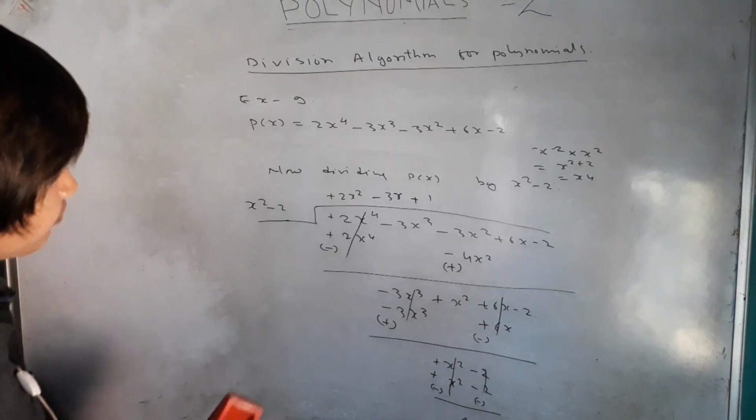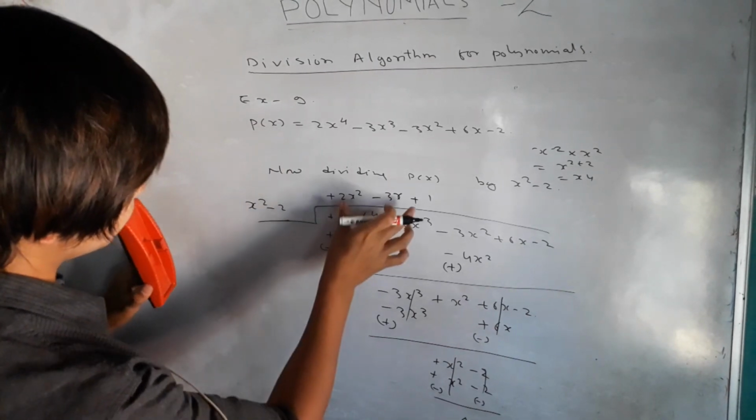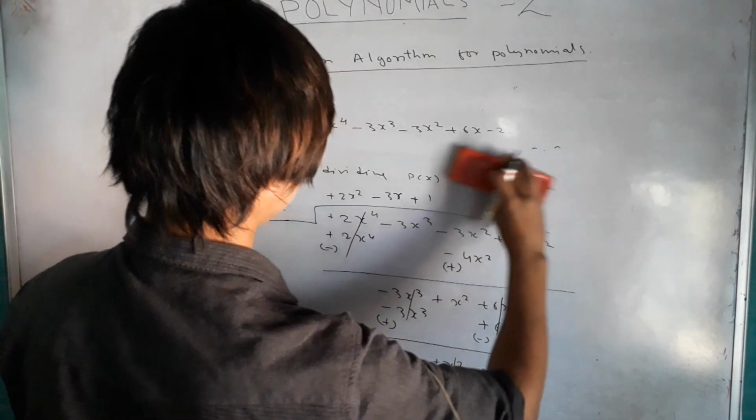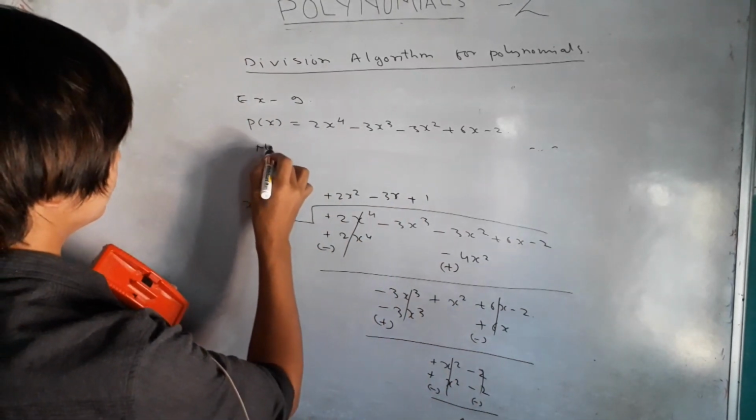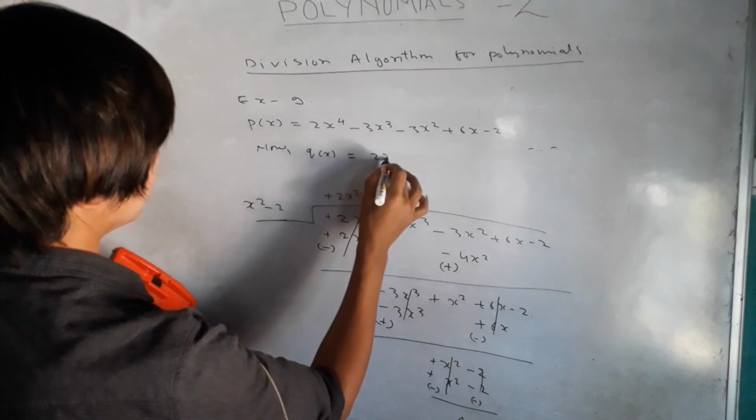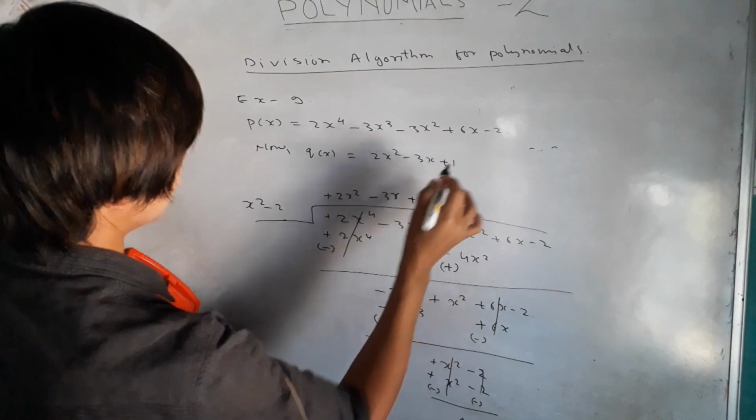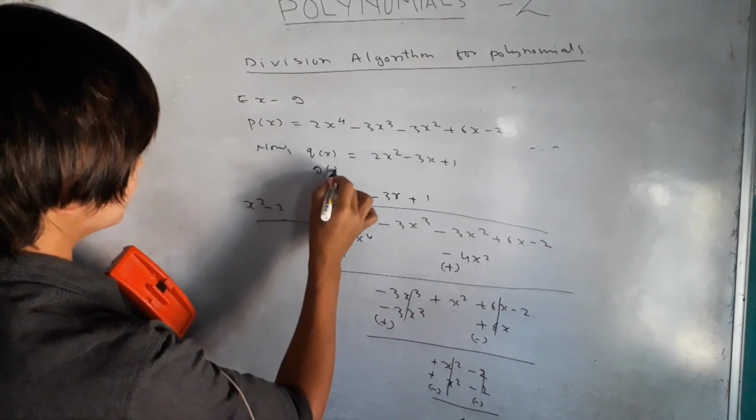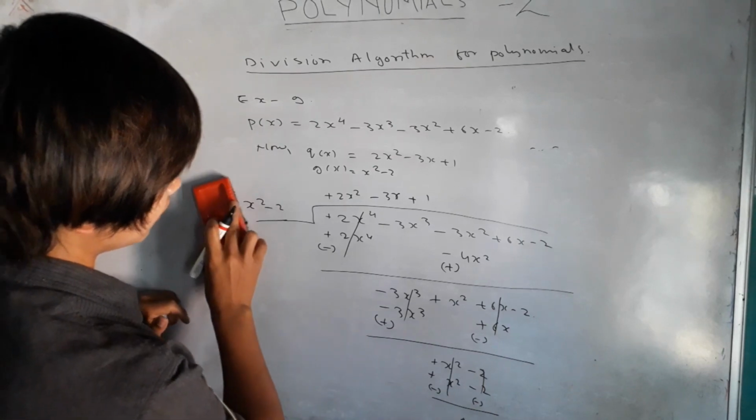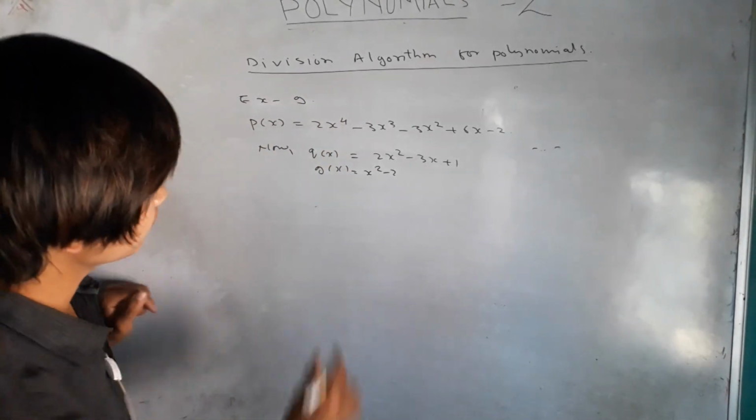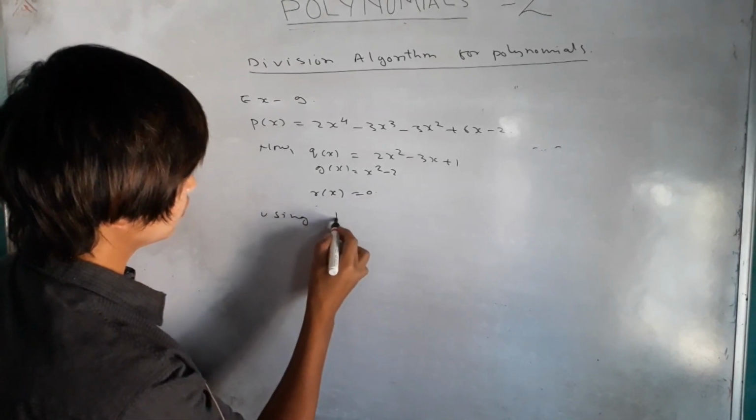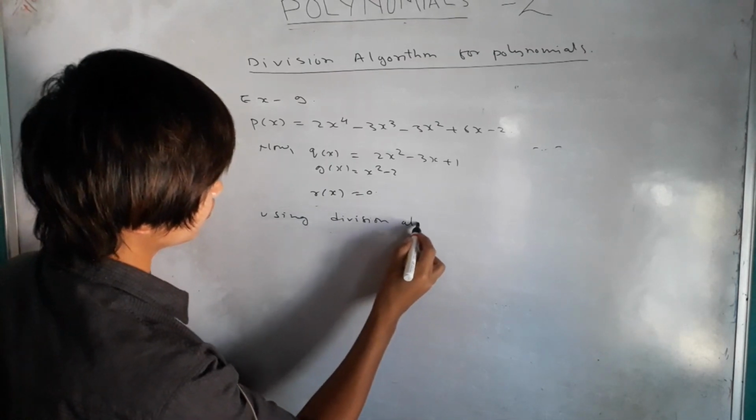Okay, so what I found here is q(x) and r(x). q(x) equals 2x square minus 3x plus 1. g(x) is x square minus 2, g(x) is this, and r(x) is 0. r(x) is 0. So using the division algorithm.